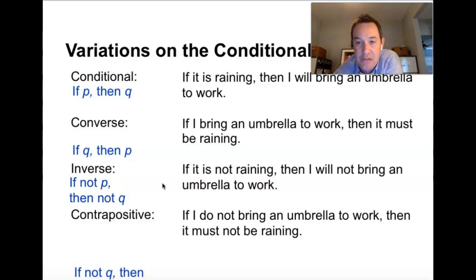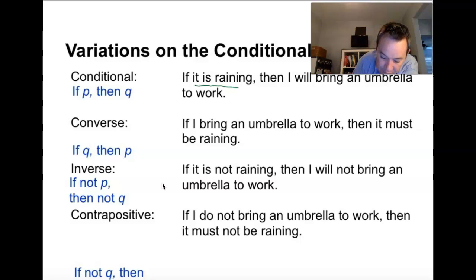So here's an actual example of that. If P then Q: if it is raining, then I will bring an umbrella to work. So the hypothesis would be it is raining, and the conclusion would be I'll bring an umbrella to work.